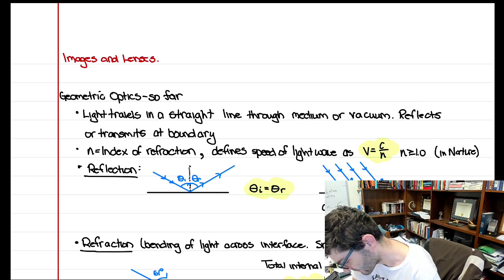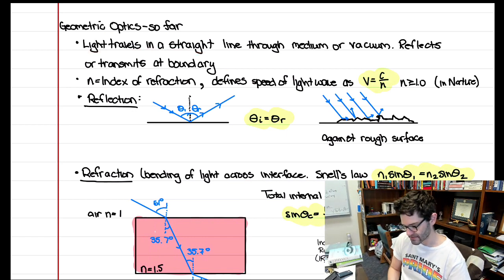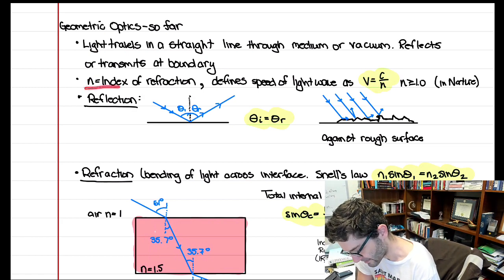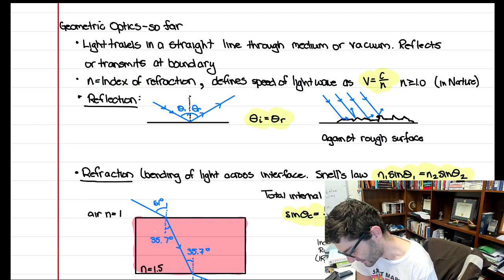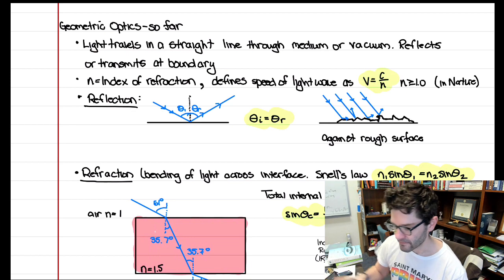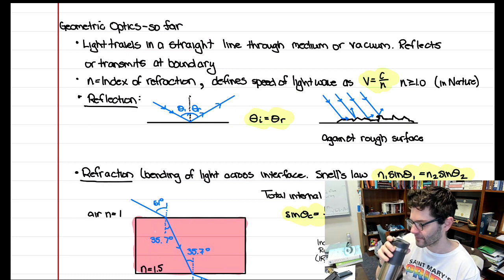So let me recap what we've done so far for geometric optics. Using the fact that light travels in a straight line through mediums or vacuums, and that it reflects off or transmits through boundaries. We talked about last time that we can define this property called the index of refraction, which defines the light speed through that medium as the speed of light divided by the index of refraction. N is 1 for a vacuum and very, very close to 1 for air, so light travels at exactly C in those mediums, or lack of medium. Water has an index of refraction of about 1.33, so light travels through water at a slower speed. Diamond is greater than 2, for example.